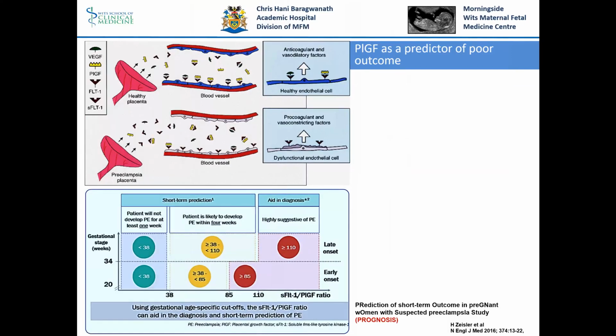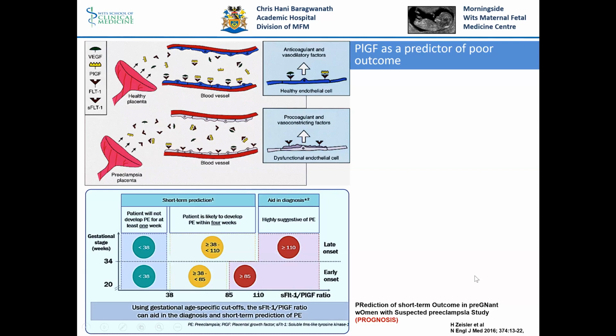So the PLGF is one of the things that we have looked at, and we know that the more PLGF we have and the less soluble fluid we have, the better it is. And that obviously raises the next point, which is, okay, if we know that low S fluid and high PLGF is good, why don't we look at the ratio of those two and try and make a prediction?